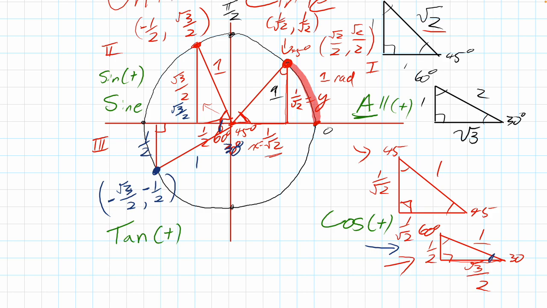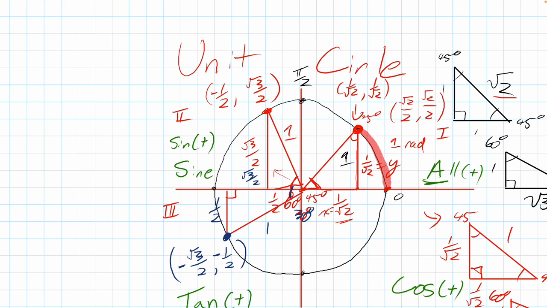How do I go about proving this idea, or how do I reconcile it? Well, I look at this information. This is my angle of reference. Sine is opposite over hypotenuse. Well, my opposite is positive root 3 over 2, which is a positive value. And the hypotenuse is positive 1. That's also a positive value. Positive divided by positive is a positive.